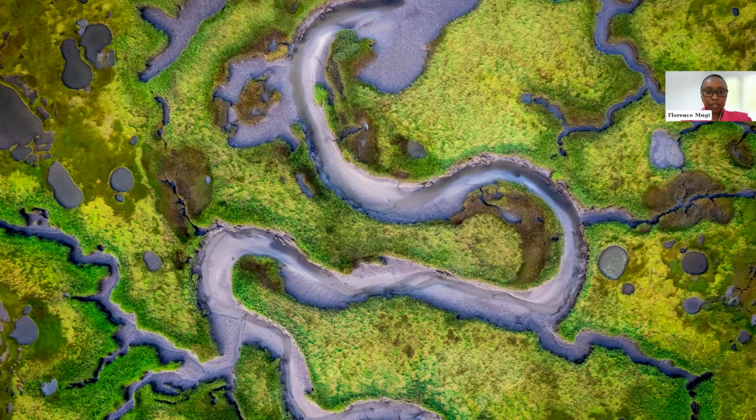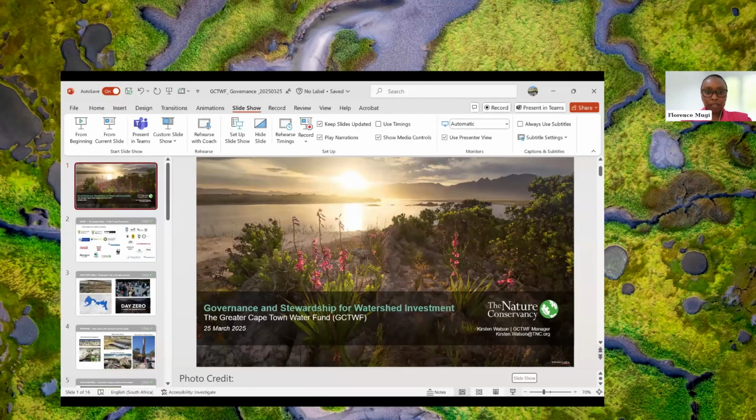So our next speaker is Kirsten Watson, who is the Greater Cape Town manager, and will be sharing a case study of the Greater Cape Town waterfront and how governance and water stewardship is showing up in that waterfront. Kirsten.